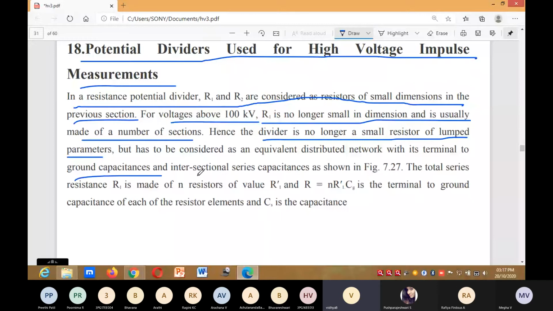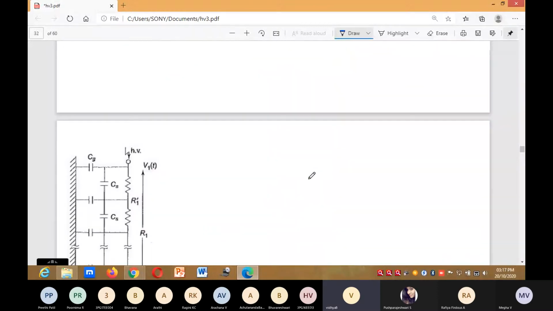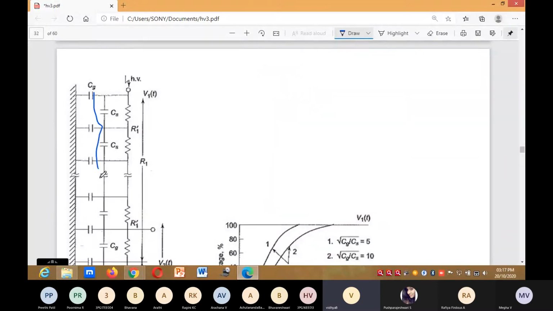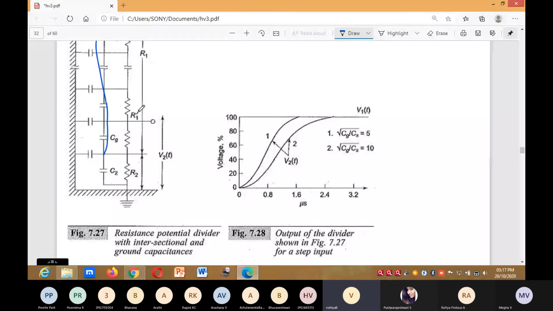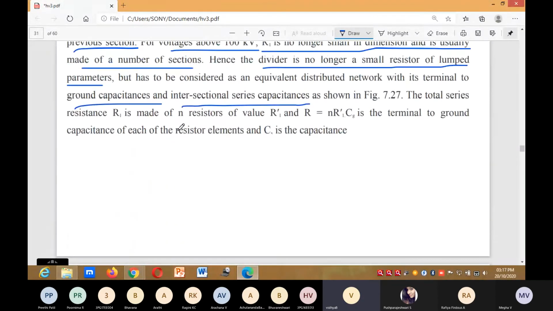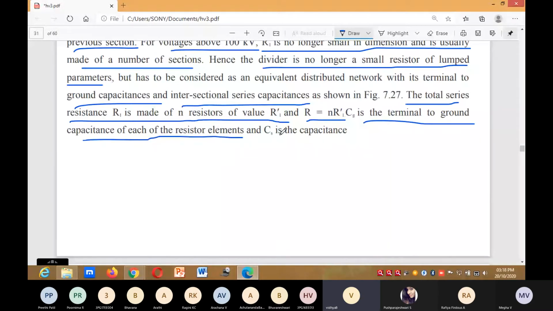to ground capacitance and intersectional series capacitance. You can observe the figure here. There are a number of capacitors connected and also resistors. The total series resistance R1 is made of n resistors of value R1 dash, and R is equal to n R1 dash.